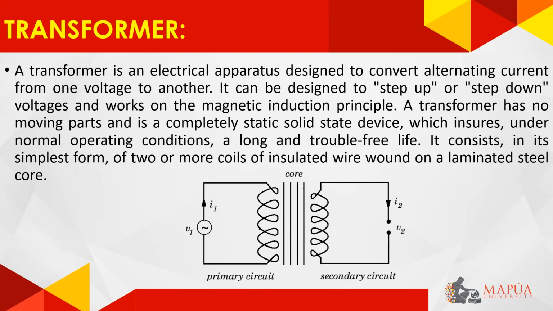So, we will now go to the transformer. What is a transformer? A transformer is an electrical apparatus designed to convert alternating current from one voltage to another. It can be designed to step up or step down voltages and works on the magnetic induction principle. A transformer has no moving parts and is a completely static solid-state device, which ensures under normal operating condition a long and trouble-free life. It consists in its simplest form of two or more coils of insulated wire wound on a laminated steel core, as stated in the image.